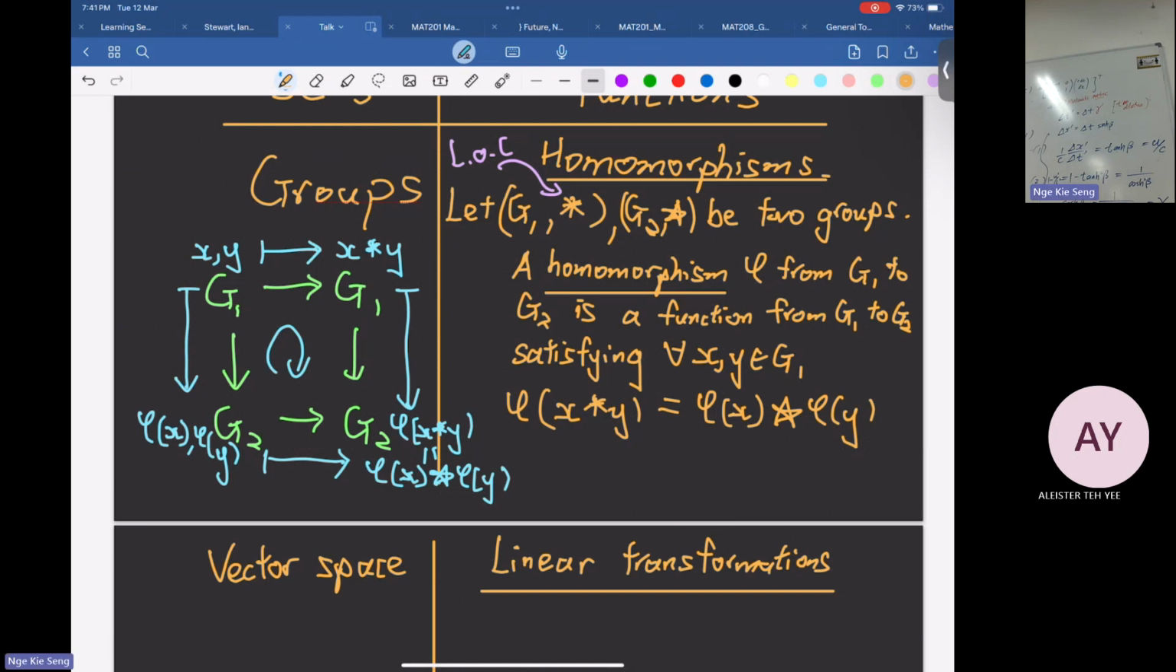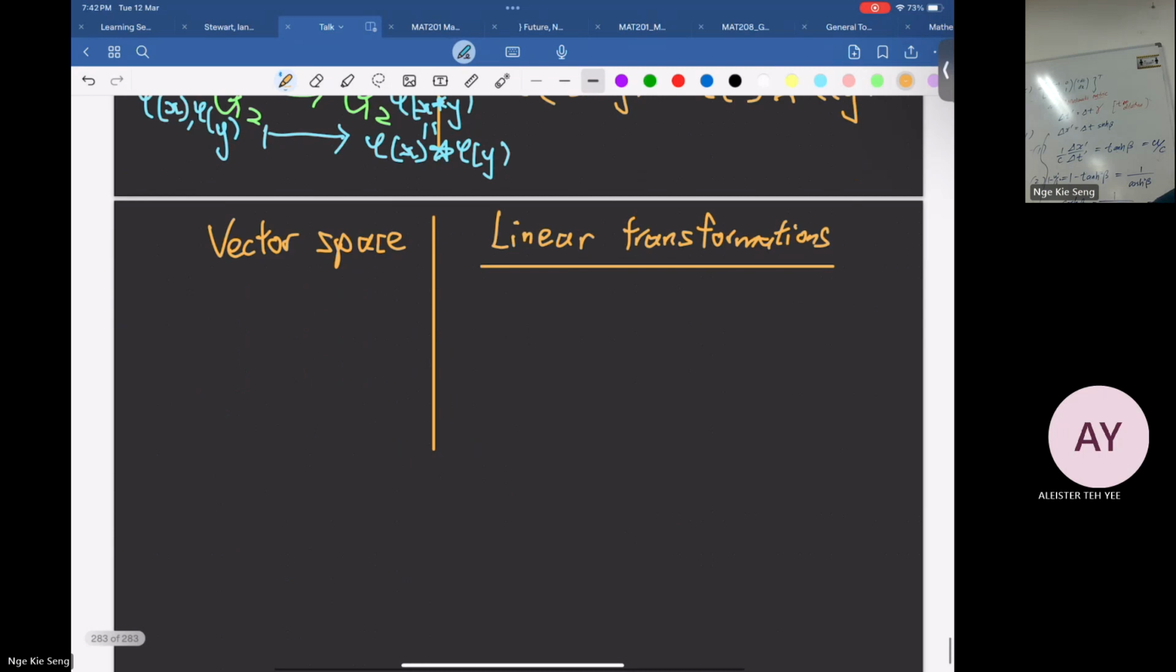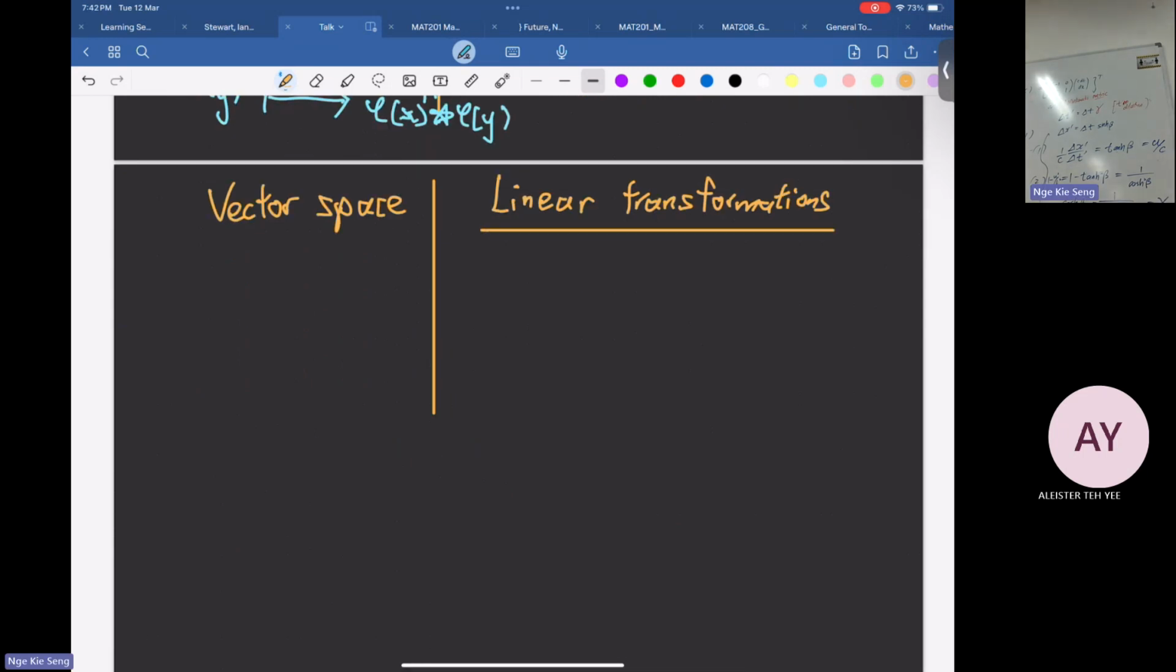What is the structure we have on vector space? What can we do in vector space? Does anyone know? There are two operations you can do in vector space. Vector addition, scalar multiplication. So somehow this linear transformation needs to preserve these properties. Okay, so what do I mean by preserve? So let me write it down.